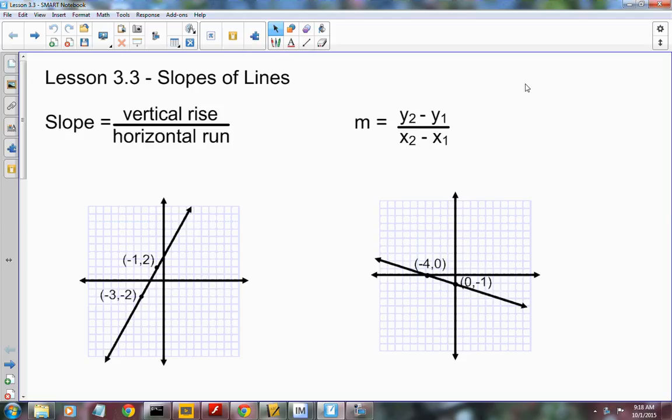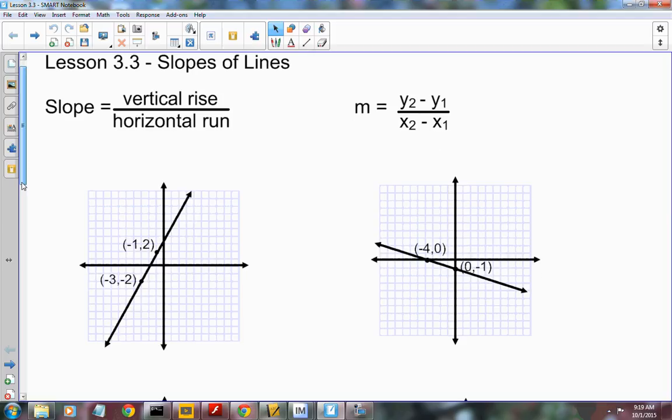The formula to find slope is the difference in the y's over the difference in the x's, and you have to be careful and make sure that you subtract in the right order. If you're going to do y2 minus y1, you have to do x2 minus x1. You can do it in the reverse order as long as you do both of them in the reverse order.